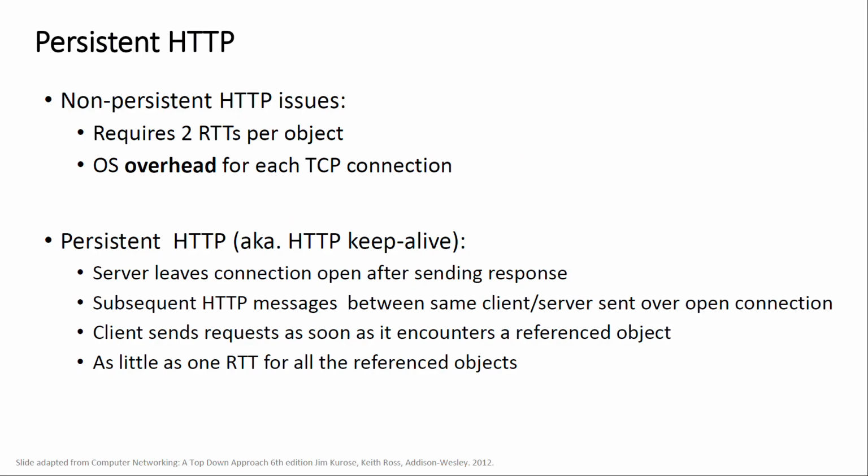But as I told you, this is a problem because it requires 2 RTTs per object, and moreover, for every object you are initiating a new TCP connection, which might overhead the operating system. This is why we might prefer persistent HTTP, which is also known as HTTP keep-alive. The server leaves the connection open after sending the response. Subsequent HTTP messages between the same client and server are sent over the open connection. The client sends a request as soon as it encounters a referenced object, as little as 1 RTT for all the referenced objects, plus of course the file download time.